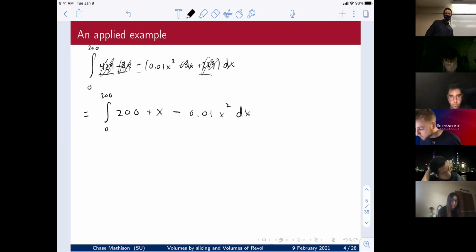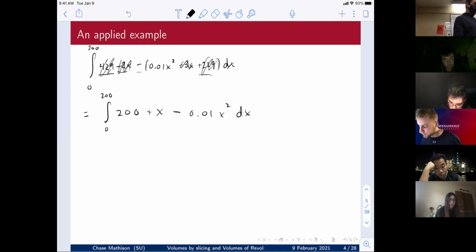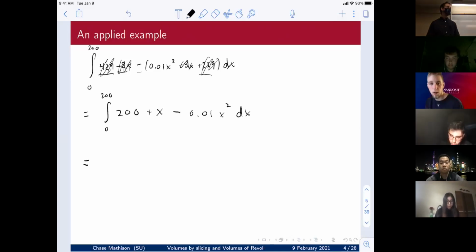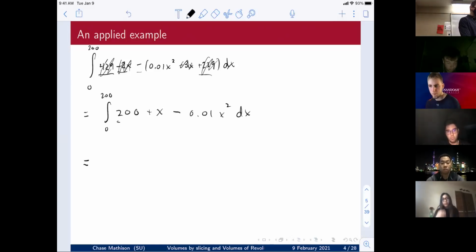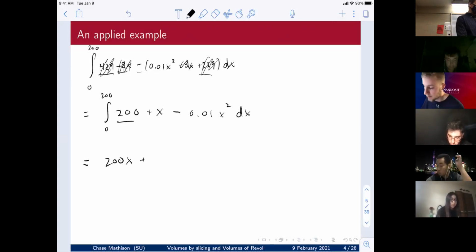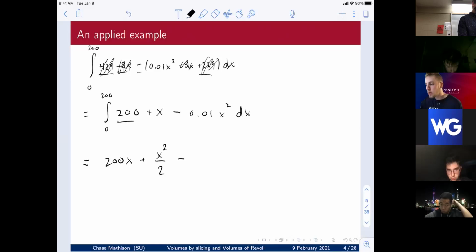I haven't integrated yet. Now, how do I take the integral of this? Power rule, exactly. I take this term by term and just use the power rule at every step. So the integral of 200 is 200x, perfect. Plus the integral of x, well, the power rule tells me that that's x squared over 2, perfect. And minus 0.01 x squared. What does the power rule tell me here?